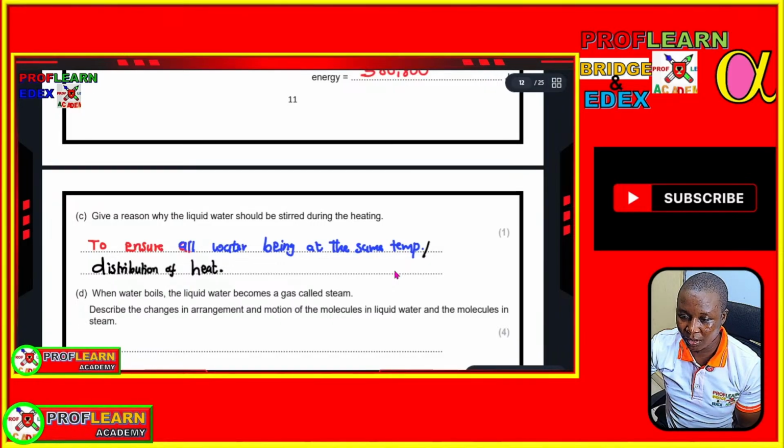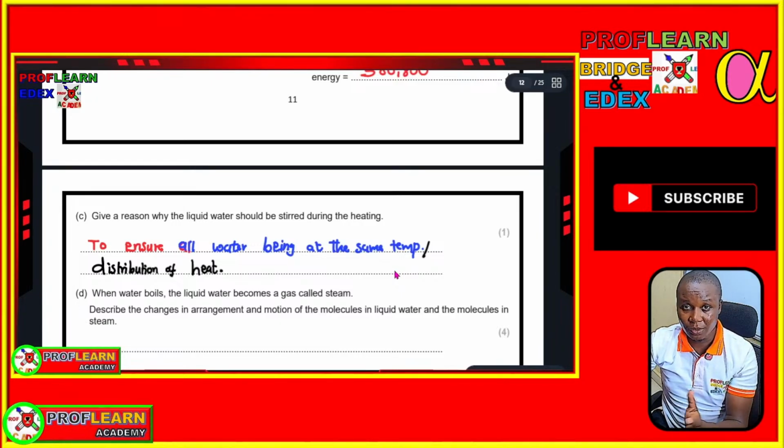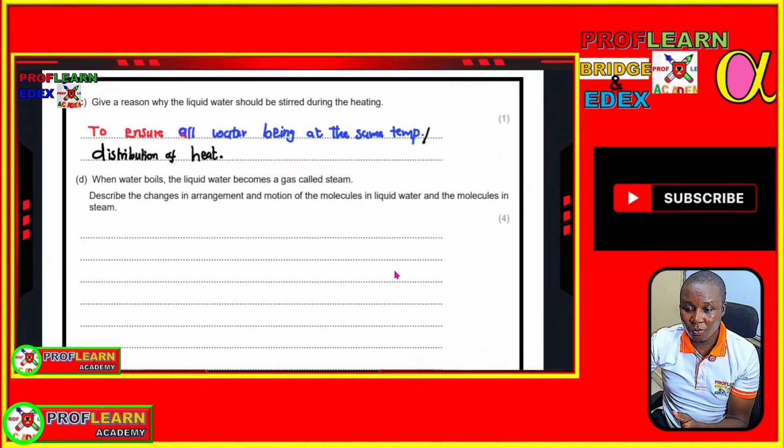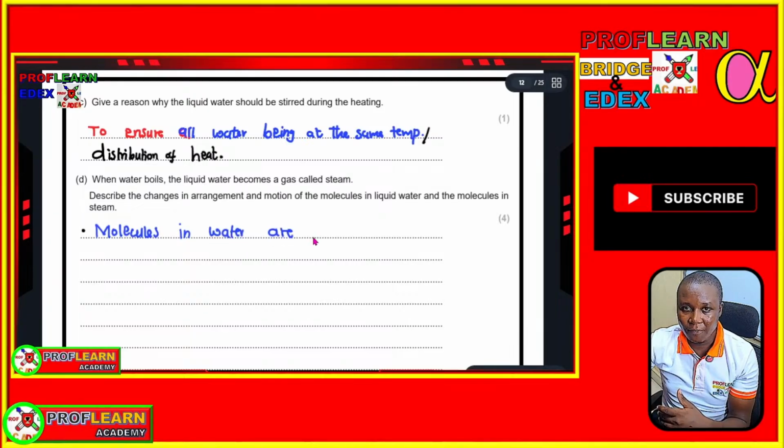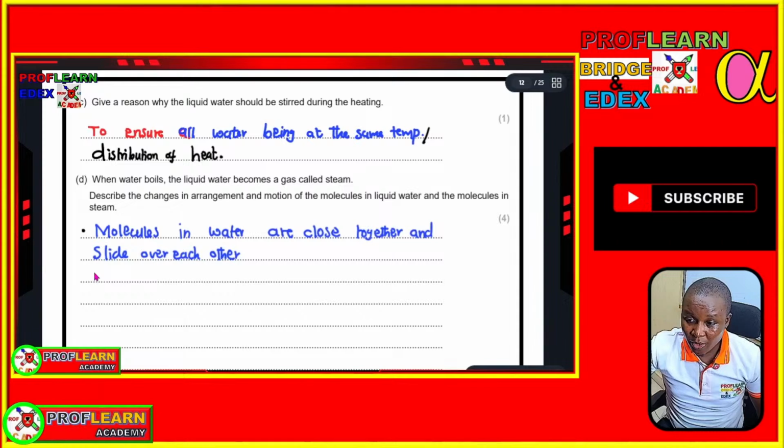Describe the change of arrangement and the motion of molecules in liquid and in steam. Steam is gas. So basically we are going to describe the arrangement of molecules in liquids and gas. For liquids, they are close and they slide over each other. For gas, they are much further apart and they are moving randomly at high speed. So basically, that's how you are going to answer such kind of questions.